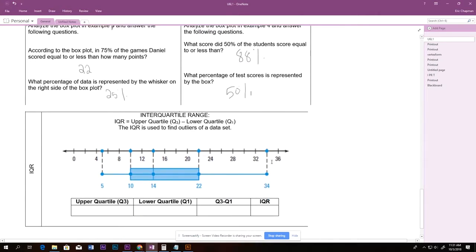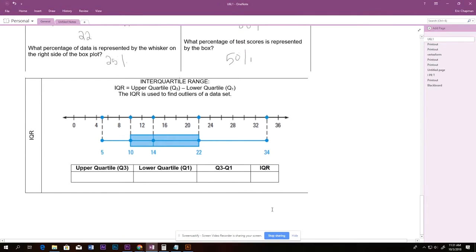All right. Now let's take a look at the interquartile range. The interquartile range is simply the upper quartile minus the lower quartile. So our upper quartile is 22. Our lower quartile is 10. So Q3 minus Q1 is 22 minus 10. So our interquartile range is 12.